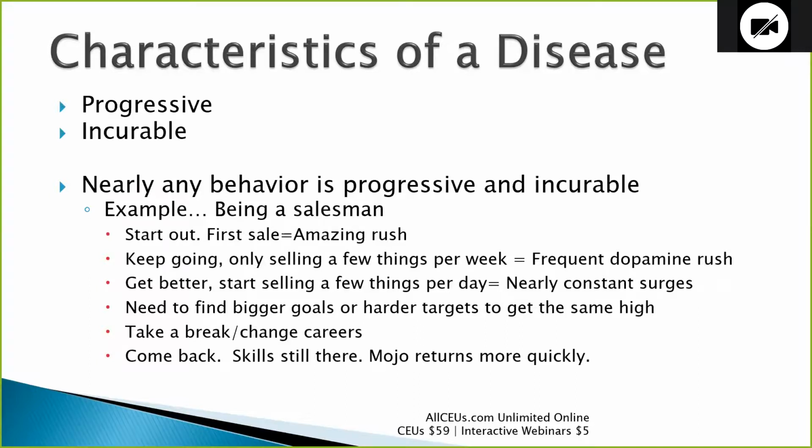You keep getting better. Start selling a few things per day. See, it's progressing. You're getting more dopamine surges. You're getting more money. You're getting better at your job. You're getting better at doing what you need to do to get that dopamine rush. Eventually, you need to find bigger goals or harder targets to get the same high. You need to be the number one salesperson for the entire month, or whatever the case may be.